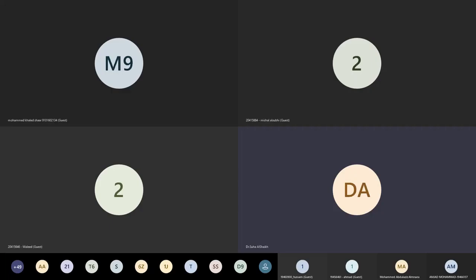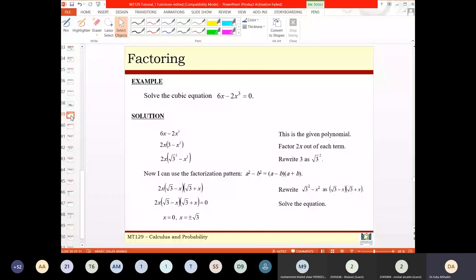So today we are continuing what we were doing last time. We will finish this tutorial 1, this chapter 1. So we reached this example, as I remember. They want me to solve a cubic equation now. A cubic equation is an equation of the third degree.